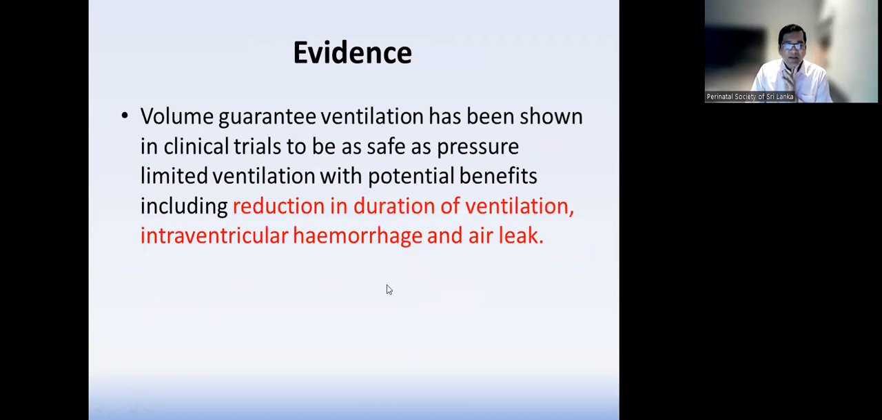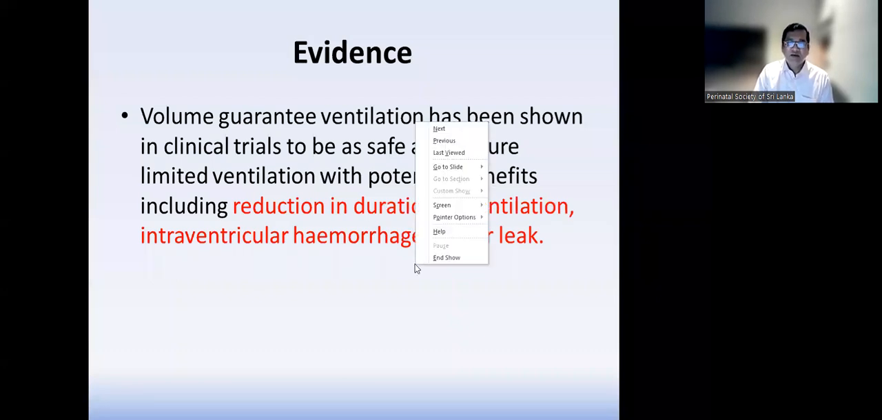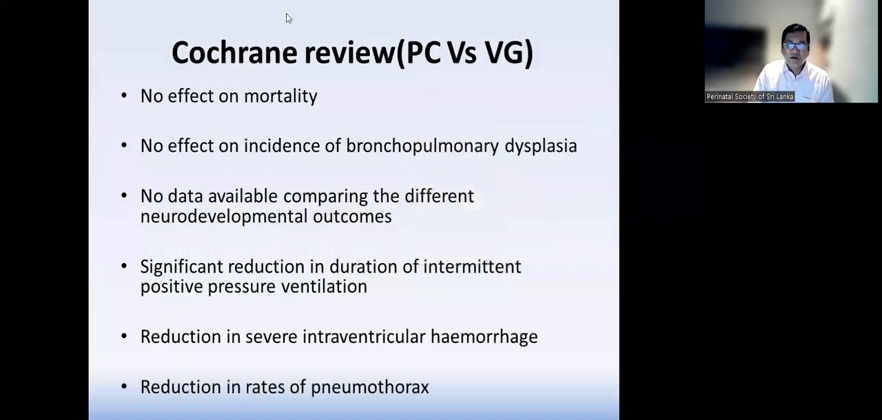So volume guarantee ventilation has been shown in clinical trials to be as safe as pressure-limited ventilation with potential benefits, including reduction in duration of ventilation, intraventricular hemorrhage, and ARDS. මේ ටික පැහැදිලිවම literature වල ඔප්පුවෙච්ච කාරණයක් තමයි duration of ventilation, intraventricular hemorrhage, and ARDS. සමහර literature තියෙනවා chronic lung disease වල වෙනසක් නැහැ. But there are new literature emerging that the incidence of chronic lung disease is less with volume guarantee ventilation. The Cochrane review, pressure control versus volume guarantee, no effect on mortality.